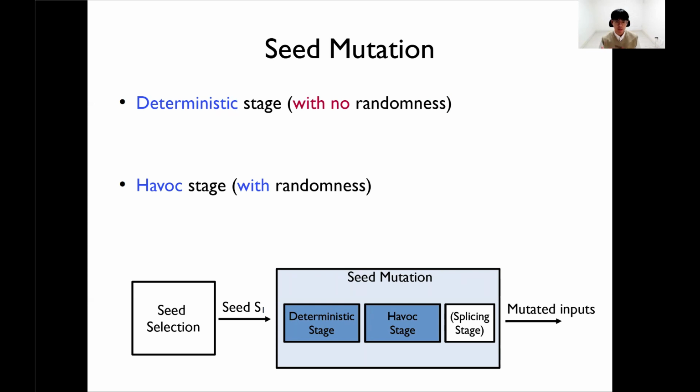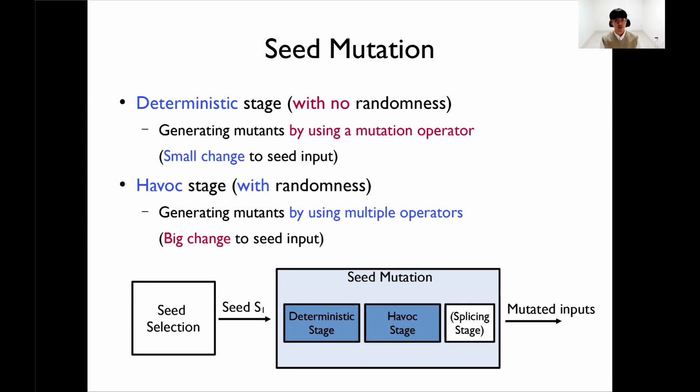The first deterministic stage has no randomness in the process of generating mutants. And the Havoc stage generates the mutants depending on a huge amount of randomness. So let's look at these stages one by one.